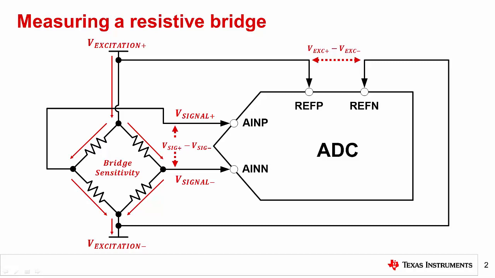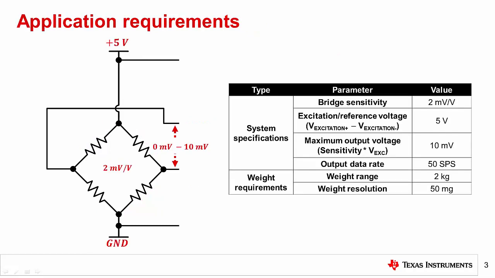Let's now apply typical values to our system to continue this analysis. Some common application requirements for a resistive bridge measurement are shown in the table, though the same analysis could be applied to any variation of these specs or even other sensor types. System specifications include the bridge sensitivity, the excitation voltage, and the desired output data rate for the ADC. The important weight requirements are range and resolution.